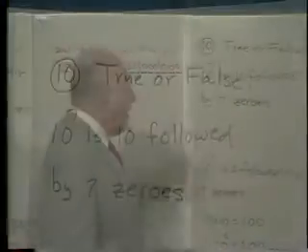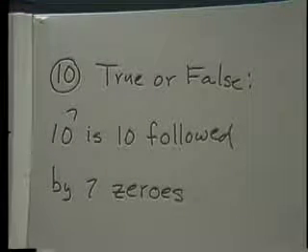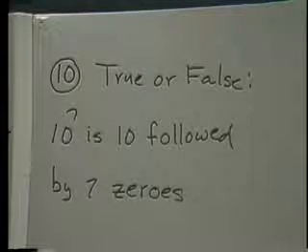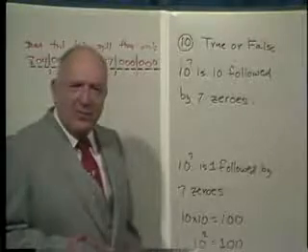Problem number 10 is kind of a sneaky one because, you know, in a true-false statement, it's either true or it's false. It's not part true and part false. But sometimes you write the statement in such a way that it looks like it's about 99% true, and you're afraid to say it's false just because of the little bit that's false.